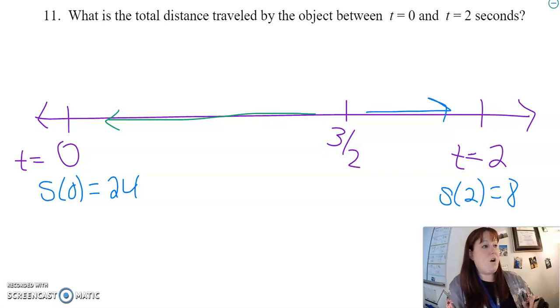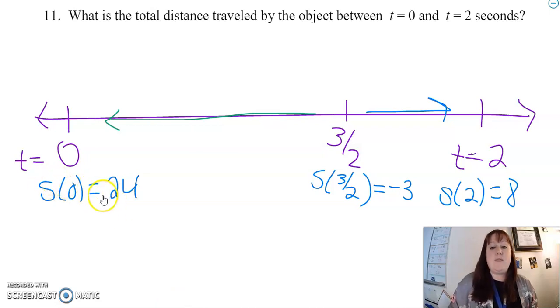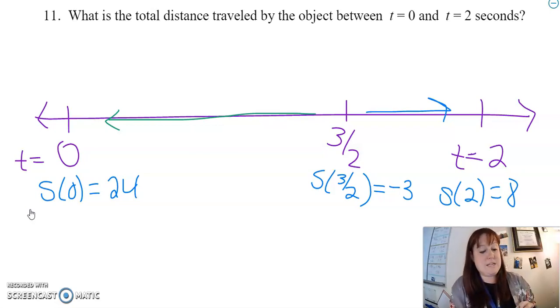So how far was I, let's see, S of 3/2. Where was I when I turned around? So I was at 24 when I started. Where was I when I turned around? Well, if I put 3/2 in here, I get out -3. So I started at 24, and then I went all the way to -3, and then I turned around. So how far did I go from 24 to -3? Well, I went 27 feet total.